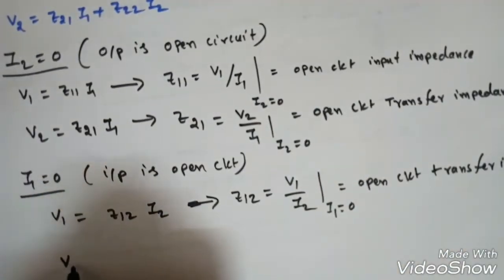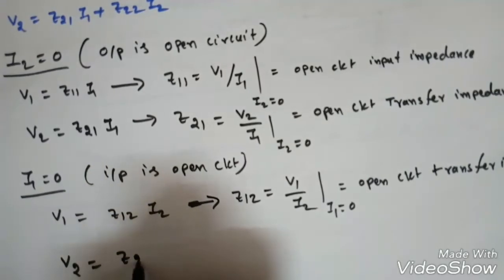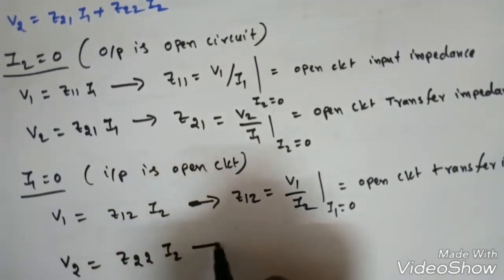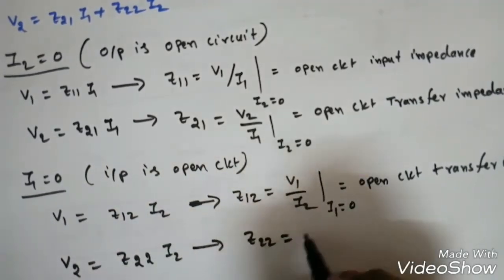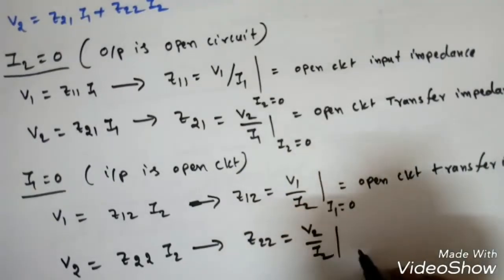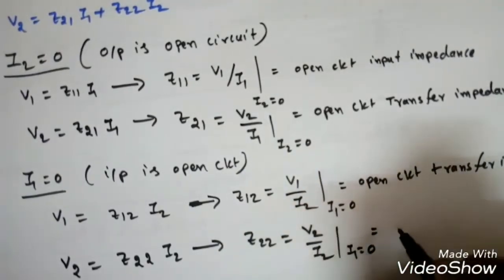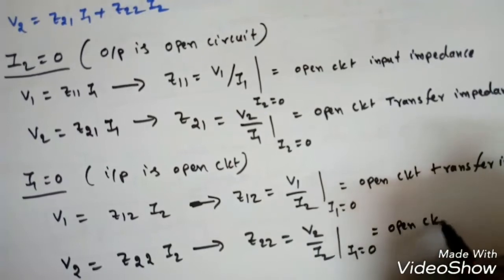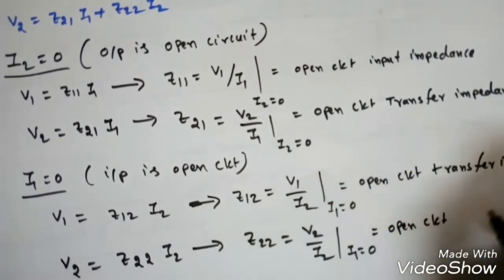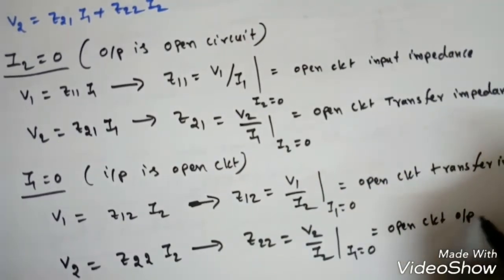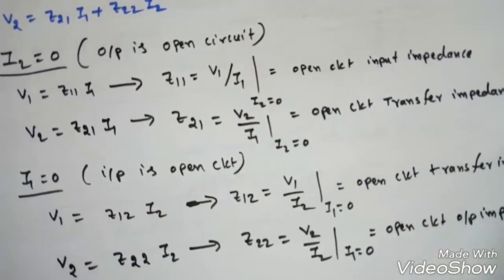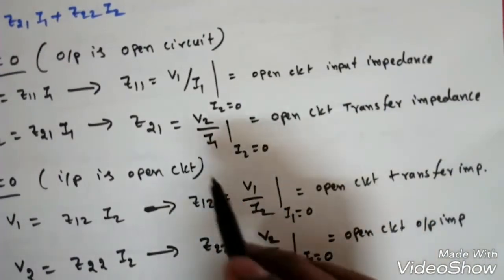Next, same, V2 is equal to Z22 times I2. So Z22 is equal to V2 by I2 when I1 equal to 0. So again it is also called open circuit. So V2 by I2, output side, so it is output impedance, right? So these are the four parameters.